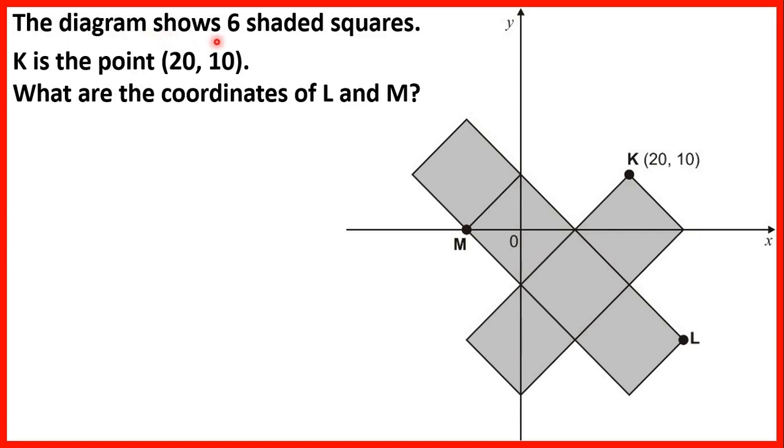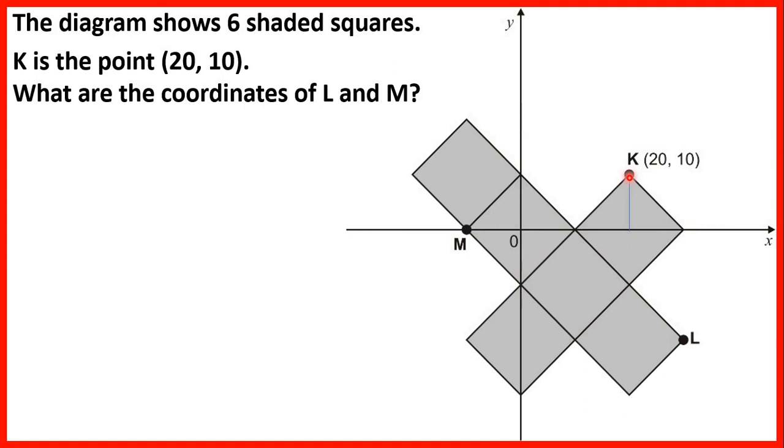The diagram shows 6 shaded squares. K is the point (20, 10). What are the coordinates of L and M? So the way to solve this problem is to write as much information as we can find out on the axes of our coordinate grid.